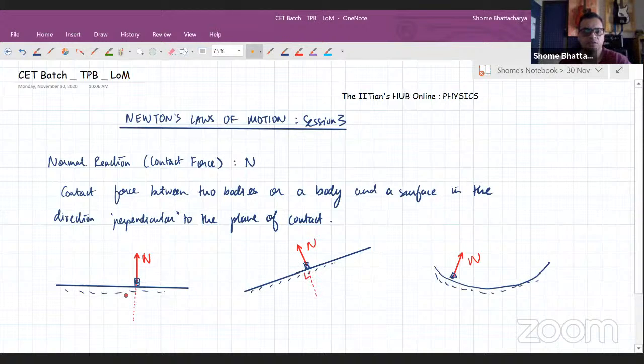So it will always act along this line which is at 90 degrees to the surface of contact or the plane of contact. So in this case, if it's a curved surface, then if you draw tangent at the point of contact, it will be perpendicular to that tangent. So make a note of this point, then we'll continue ahead.